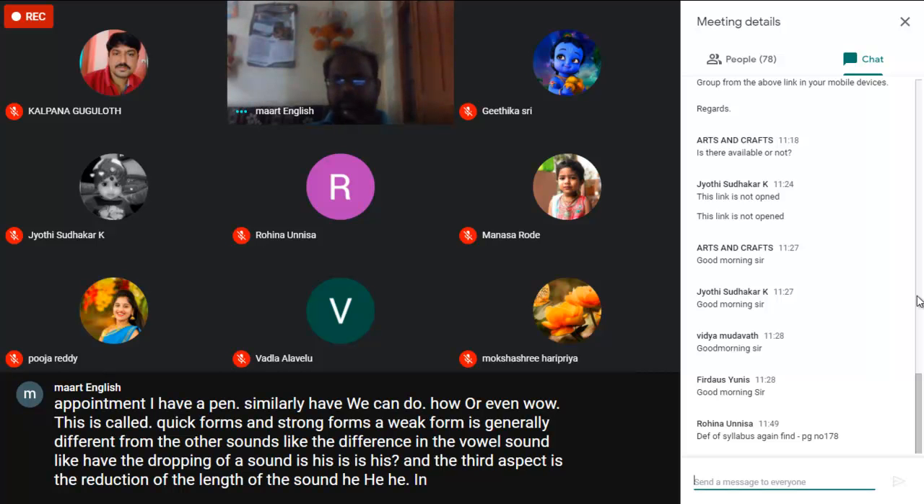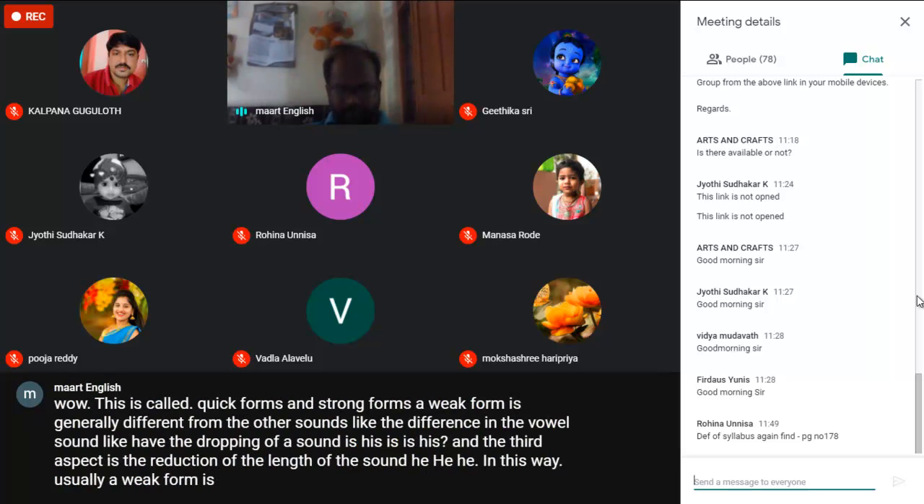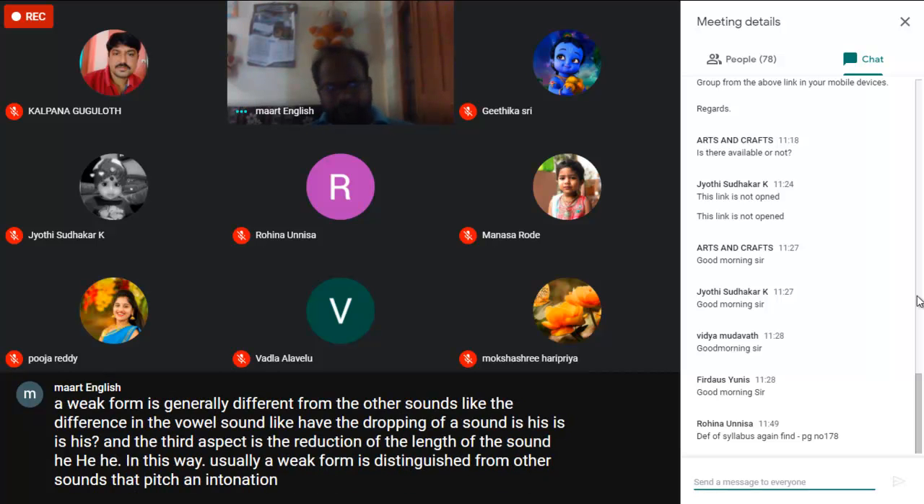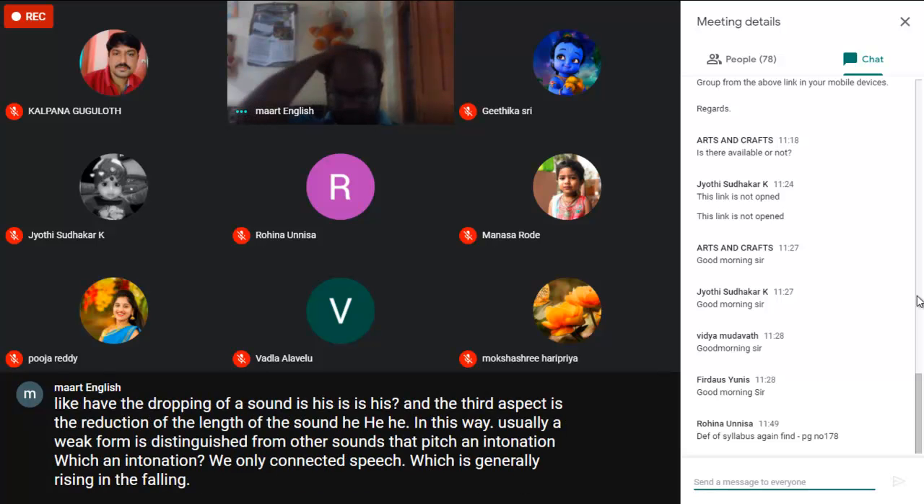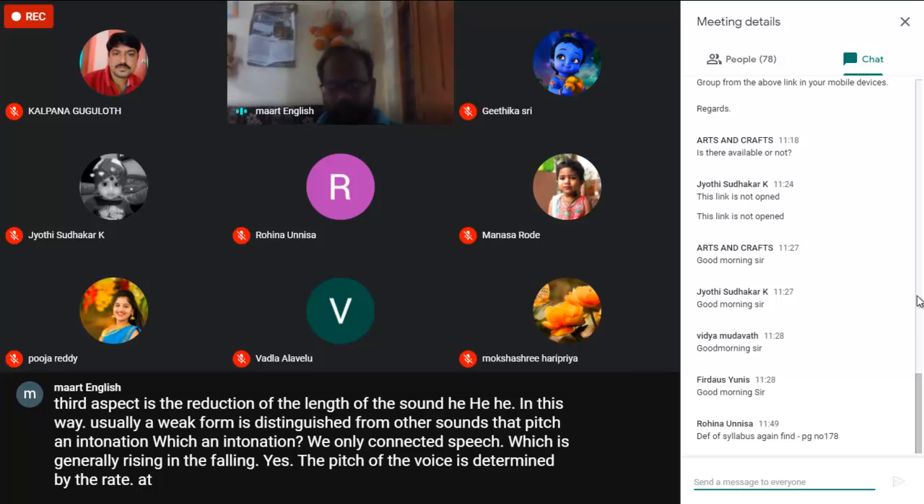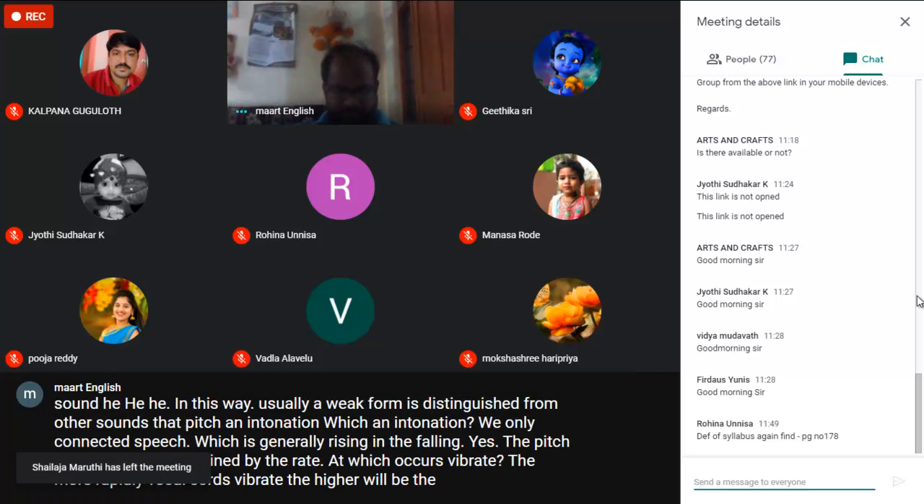In this way, usually a weak form is distinguished from other sounds. Then pitch and intonation. We know in connected speech, pitch is generally rising and falling. The pitch of the voice is determined by the rate at which vocal cords vibrate. The more rapidly vocal cords vibrate, the higher will be the pitch.